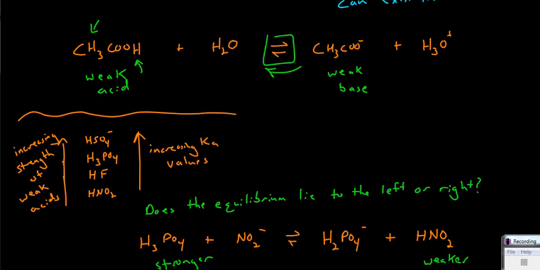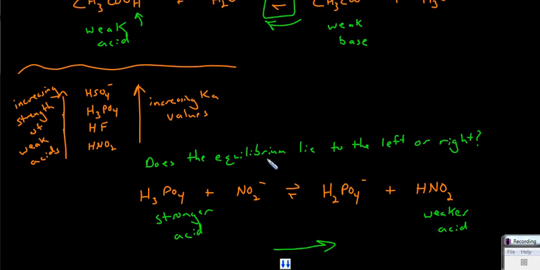Now you might be asked, in which direction or side will an equilibrium lie? For example, for this reaction here, are we more likely to have phosphoric acid or dihydrogen phosphate left over after phosphoric acid is placed in a solution of nitrite? So are we going to have mostly reactants or products after equilibrium is established? Is K going to be less than 1, or is it going to be greater than 1?